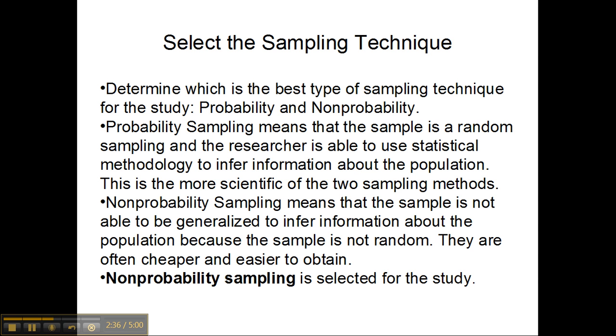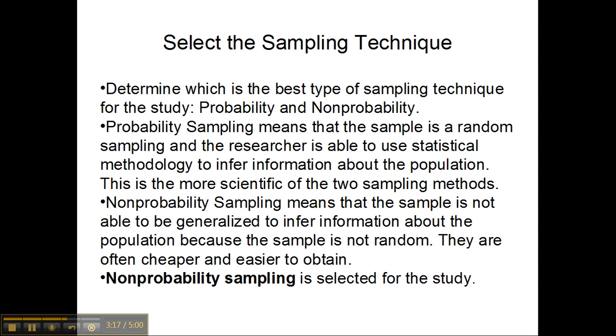Selecting the sampling technique. Determining which is the best type of sampling technique, probability or non-probability. Probability sampling is usually used in quantitative research because it's completely random sampling, and the researcher is able to use statistical methodology, for example, mean, mode, standard deviation, to infer information about the greater population, and it's the more scientific of the two.